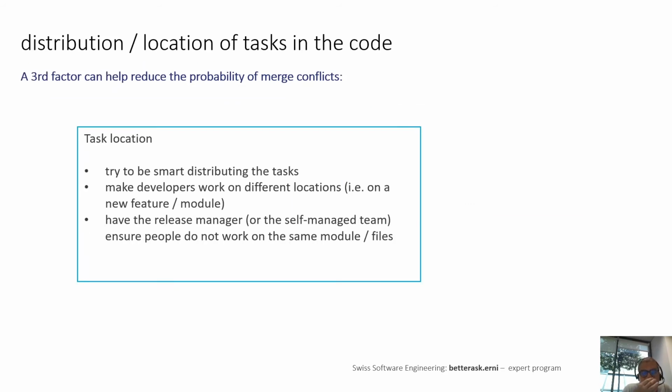Another factor that affects the probability of merge conflicts is the task distribution, the distribution of the location of tasks. If you work in some part of the code and your colleague works in another part of the code, even if you share very frequently, you will not have any conflicts. So it's important to try to be smart distributing the tasks. Every developer can work in one area and you will not have merge conflicts, okay? And you can do this by self-management, or you can do this with a release manager who is distributing the tasks, okay?